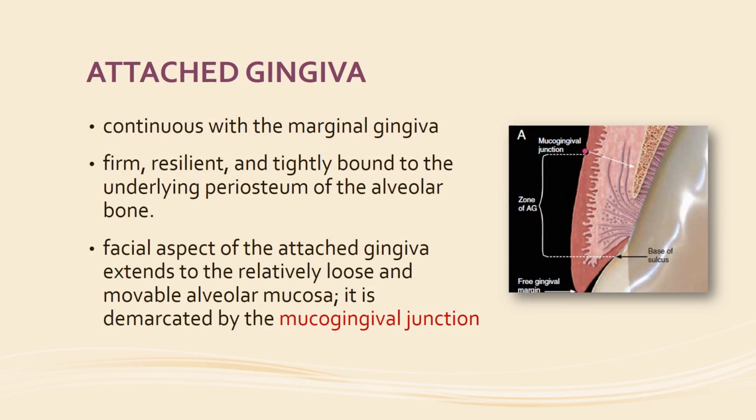Attached gingiva. It is continuous with the marginal gingiva. It is firm, resilient and tightly bound to the underlying periosteum of the alveolar bone. Its facial aspect extends to the relatively loose and movable alveolar mucosa, which is demarcated by the mucogingival junction, as shown in the picture.